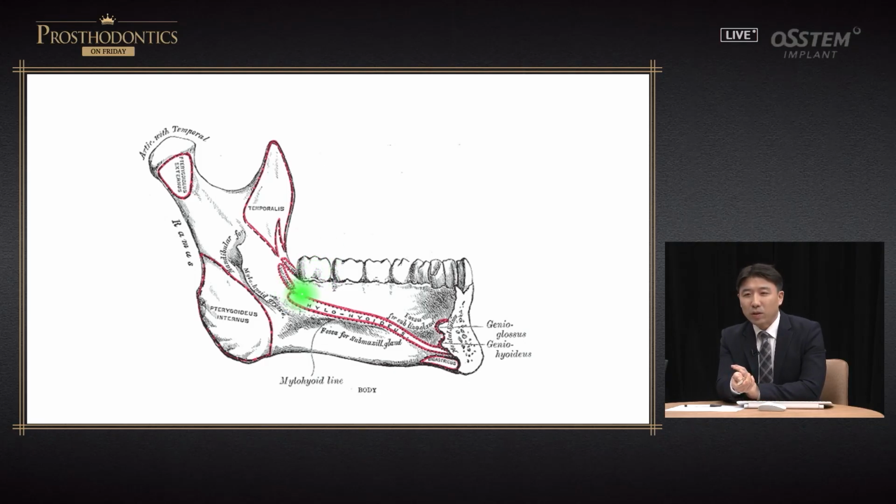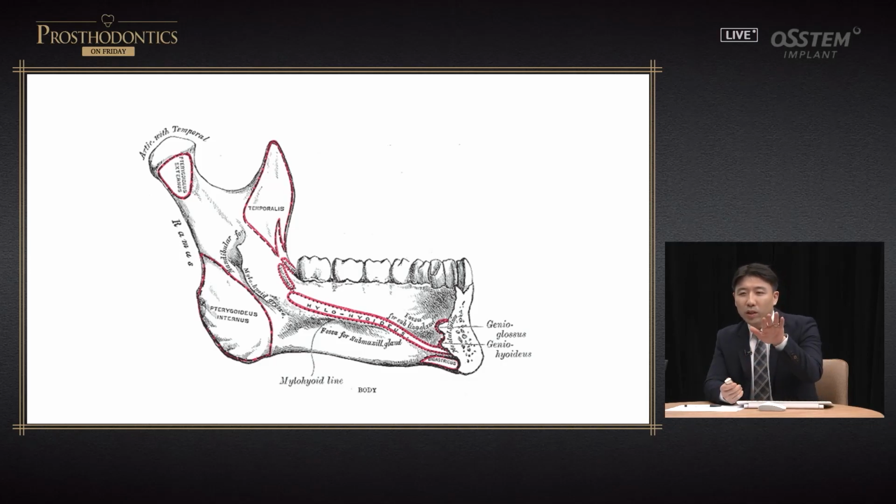If you look at this image, it is in the middle. This is the mylohyoid ridge, and there's a muscle attached to it. This muscle is below the tongue and forms the floor of the mouth. It is very important in fabricating dentures. The ridge and muscle need to be understood.